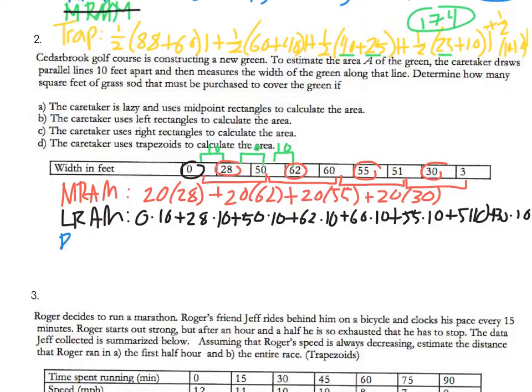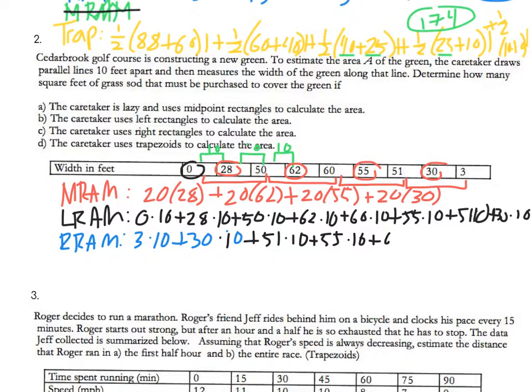And then using right rectangles, that'd be starting on the right side. So we got 3 times 10 plus 30 times 10. Then if we keep going, we got 51 times 10, then 55 times 10, and then 60 times 10, and then 62 times 10, and then 50 times 10, then 28 times 10.